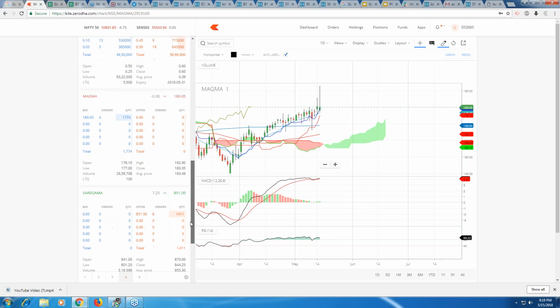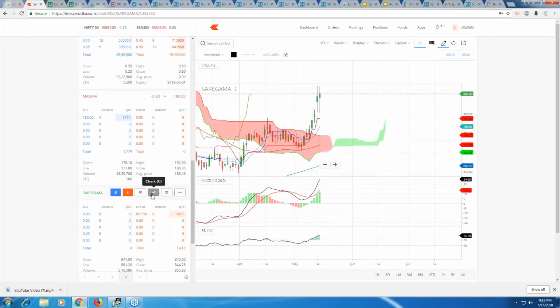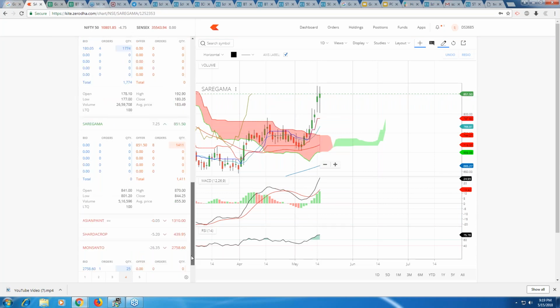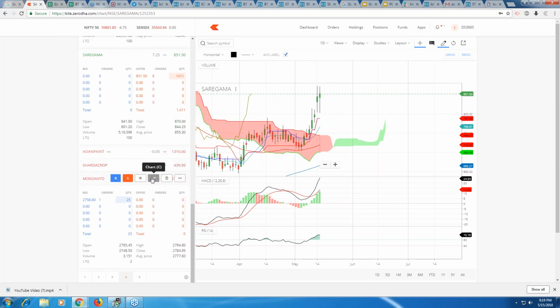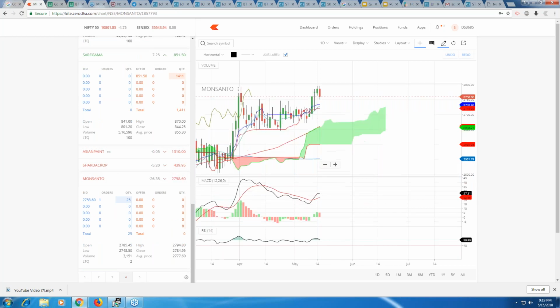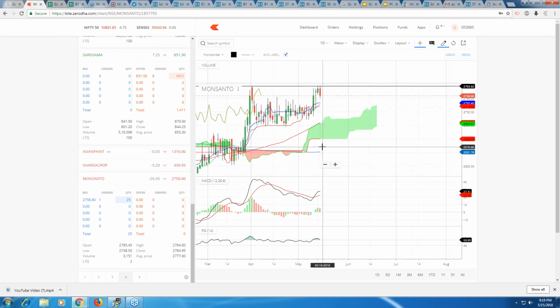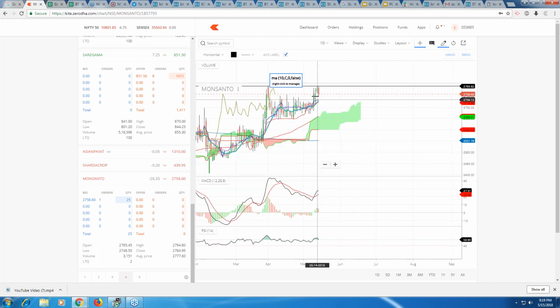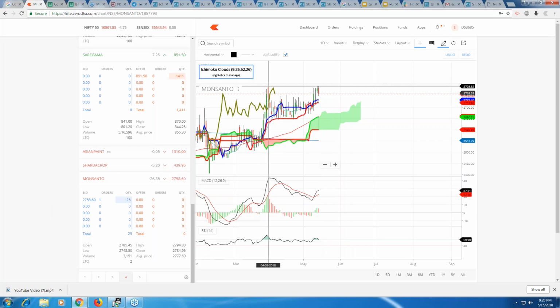Why did I give Saregama? That is also because the Ichimoku cloud was broken here. Then why did I give Monsanto? Right, Monsanto. I'm waiting for Monsanto. Although it looks good, I'm not getting a proper entry. I want the stock to come here, touch the cloud, and then I'm going to enter into it. So if it is above, don't enter into it.